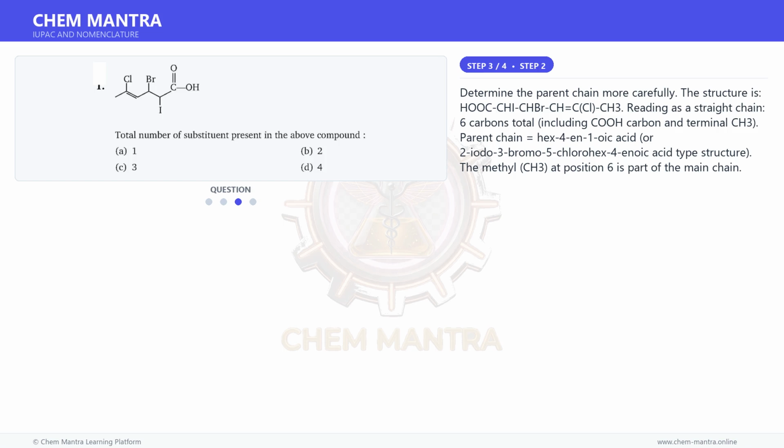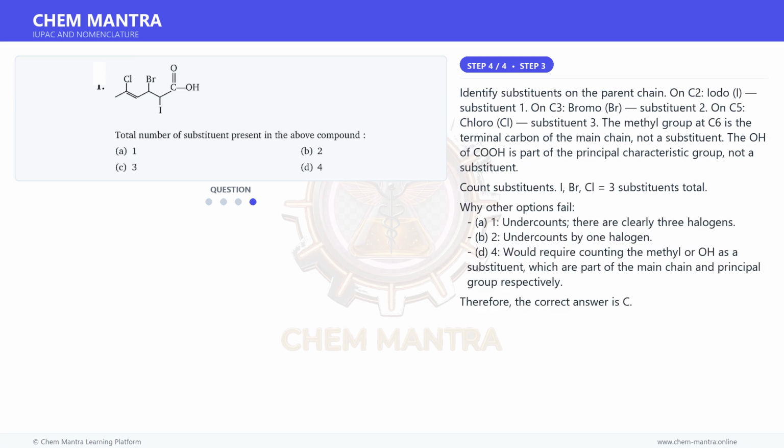Moving on to the next step. Determine the parent chain more carefully. The structure is CH-Br-CH=C, Cl, CH3. Reading as a straight chain, 6 carbons total, including the CHO carbon and terminal CH3. Parent chain is hex-4-enoic acid, or 2-iodo-3-bromo-5-chlorohex-4-enoic acid type structure. The methyl, CH3, at position 6 is part of the main chain.